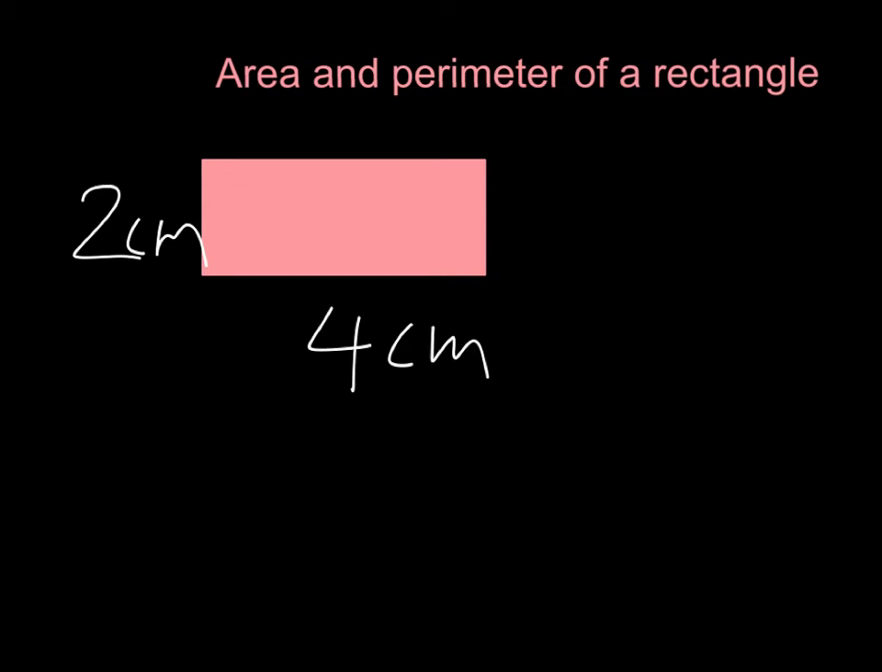Okay, so area and perimeter of a rectangle. We'll focus on the area to start with, and the area is the space inside the 2D shape. So if we were going to look at how many squares, for example, would make up this shape, 2 centimetres by 4, we could put that line in to split it into 2 and then split it into 4 and then see how many squares would make that shape.